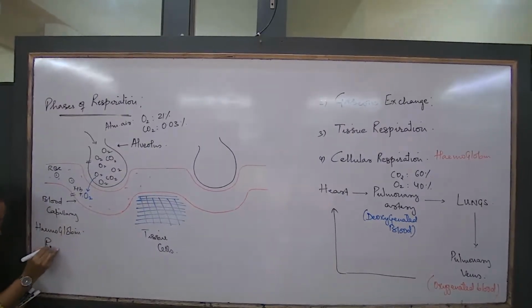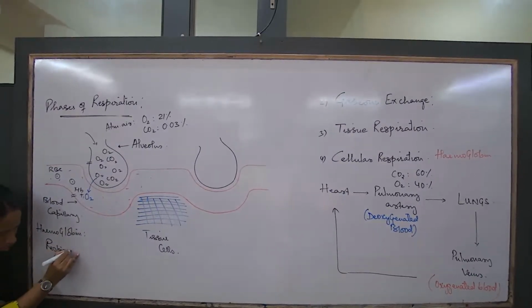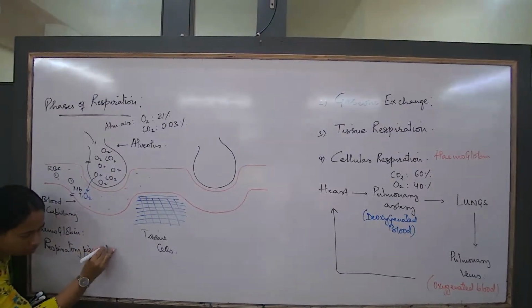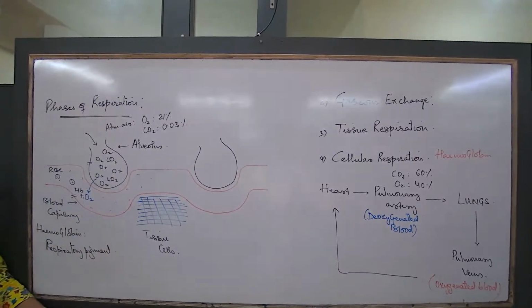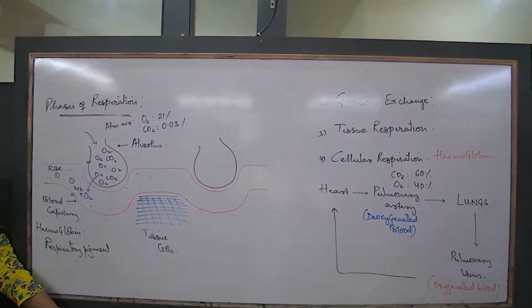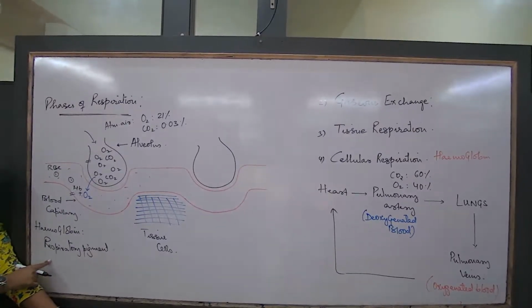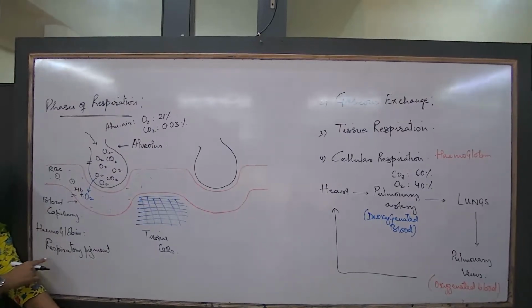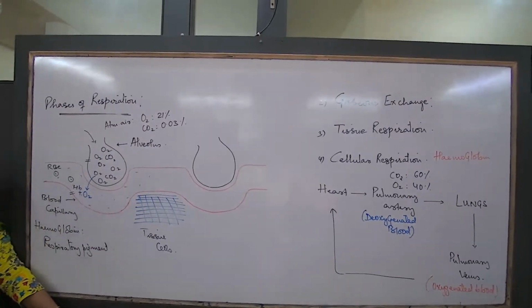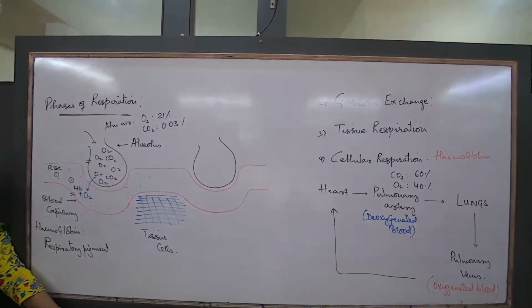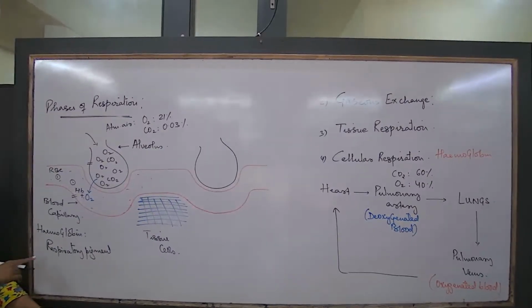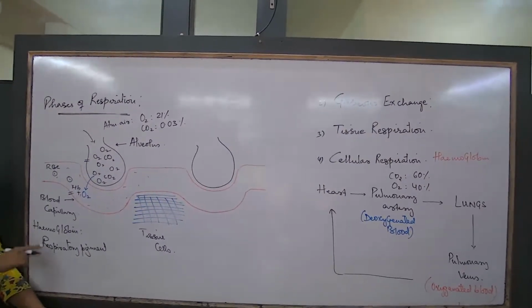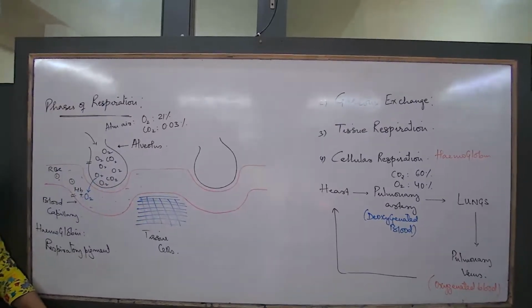Why is it known as a respiratory pigment? Because it has a great affinity to bind with respiratory gases, oxygen and carbon dioxide. This is known as the respiratory pigment. Earlier you have also studied that this is the pigment responsible for the red color of the blood. But apart from that, you are also to know that this is the respiratory pigment. Why? Because it can bind with oxygen, it can bind with carbon dioxide.